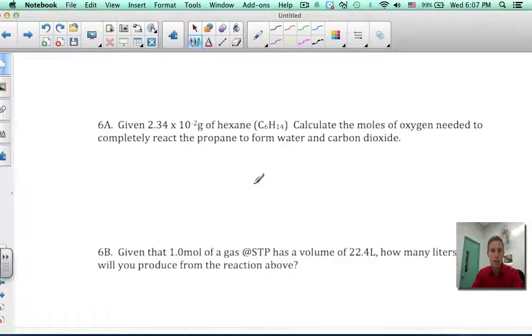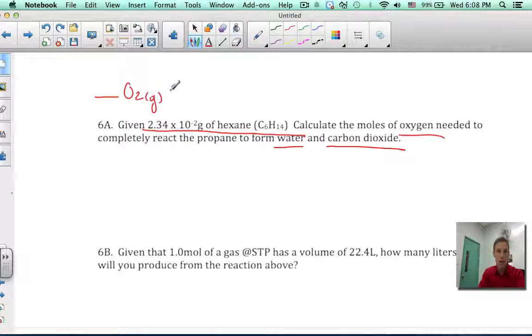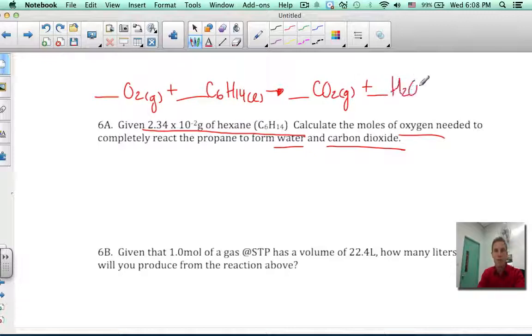Here we go. Number 6a and number 6b. Given 2.34 times 10 to the negative second grams of hexane. Hexane is C6H14. Calculate the moles of oxygen needed to completely react. So first thing, we have a combustion reaction. We're going to form water and carbon dioxide when we burn this hexane in oxygen. Oxygen gas is diatomic. We add that to hexane, C6H14, which would be a liquid at room temperature, absolutely. And then this is going to form carbon dioxide gas, and water vapor gas.